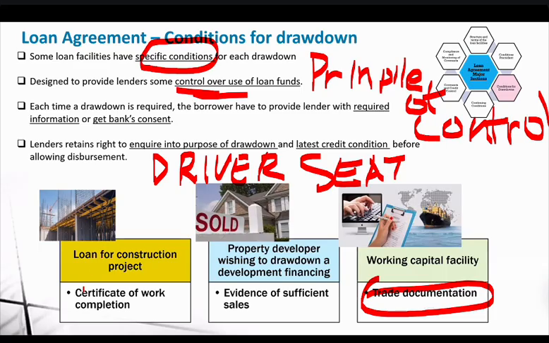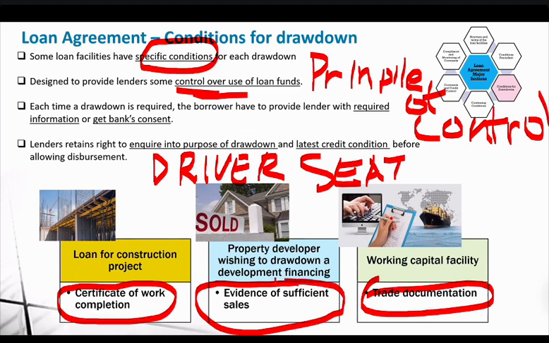If I'm financing a contractor, they must give me a certificate of work completion, only then I draw down for the construction project. If it's a developer, I'm doing a bridging loan, they must give me evidence of sales. Without evidence of sales, how do I know they can repay the loan? So this is what they'll ask in the exam. I'll write this down for you guys, yeah?